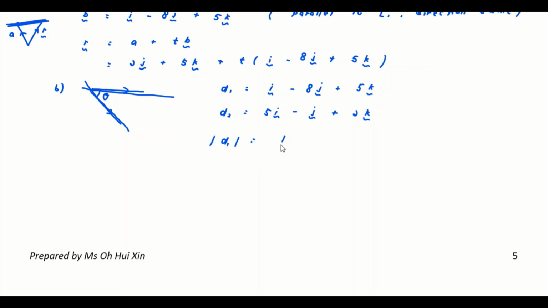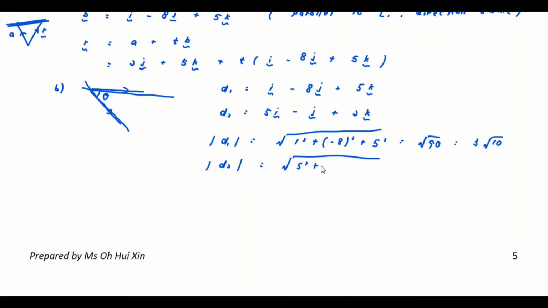So the modulus of d1 will be equal to, I hope you still remember the formula, the square root of 1 squared plus negative 8 squared plus 5 squared. So I'll get 1 plus 64 plus 25, which is 90, so 3 root 10. Then the second one, same thing: the modulus of d2 is the square root of 5 squared plus negative 1 squared plus 2 squared. So I get 25 plus 1 plus 4, which is 30, and I cannot simplify it anymore.